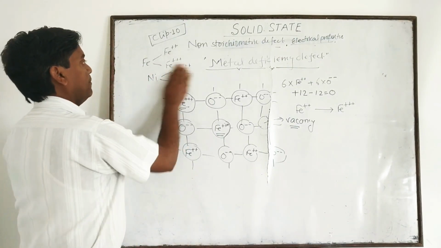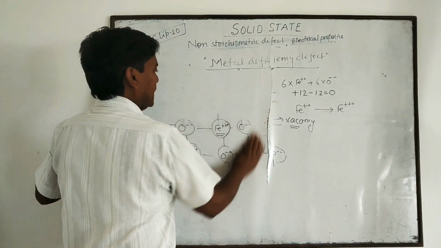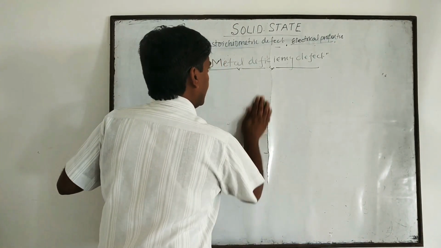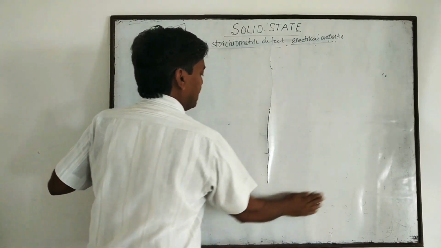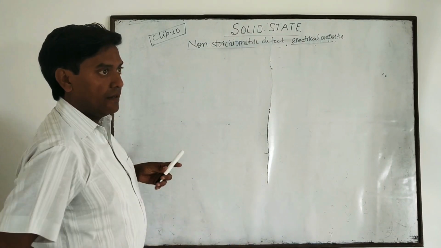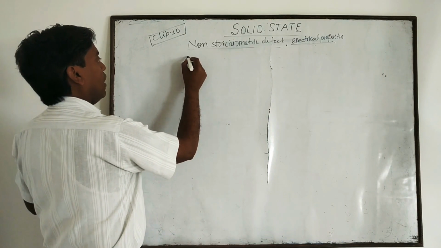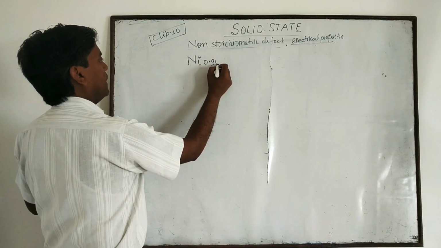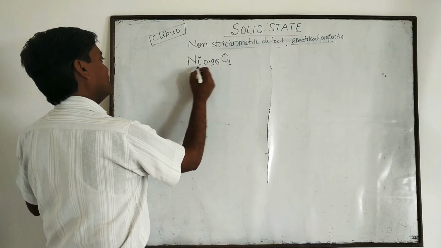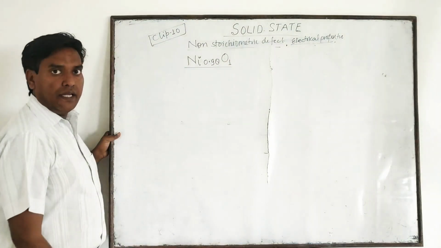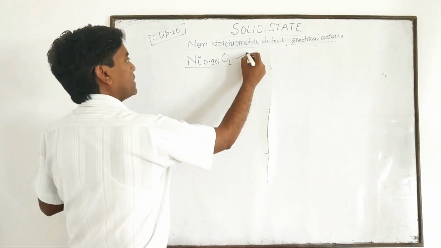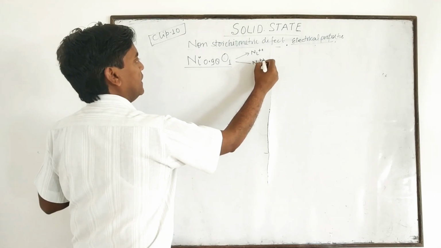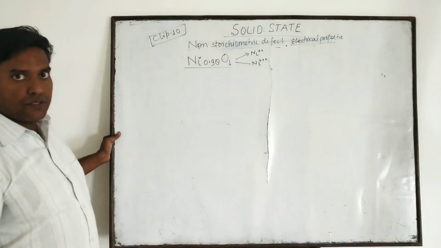Now, what question is there? The question is there. That is a question of NCERT related to the metal deficiency defect, that the formula of oxide of nickel is Ni0.98O1.00. Find the percentage of Ni2+ and Ni3+ in this ionic crystal. Clear, students? Ni0.98O1.00.